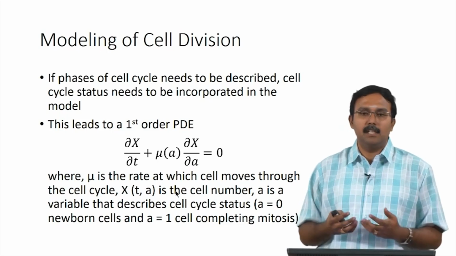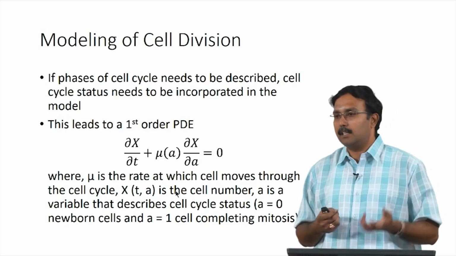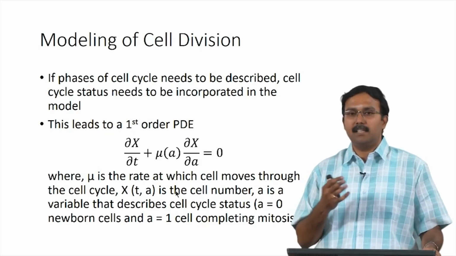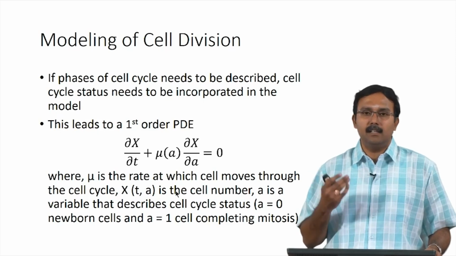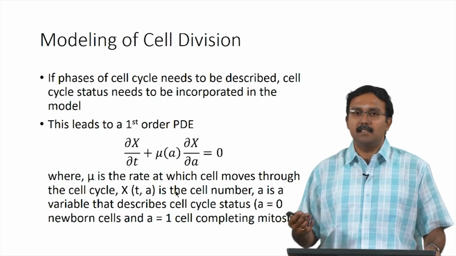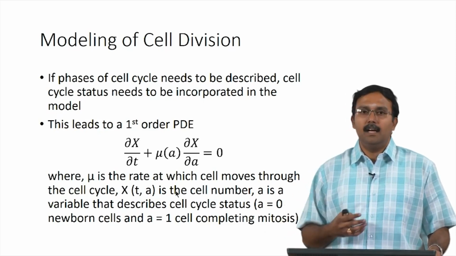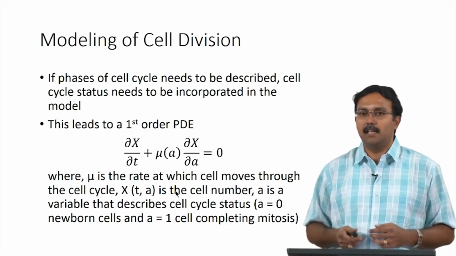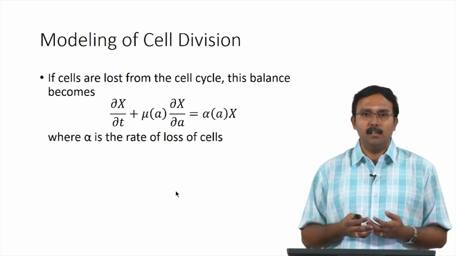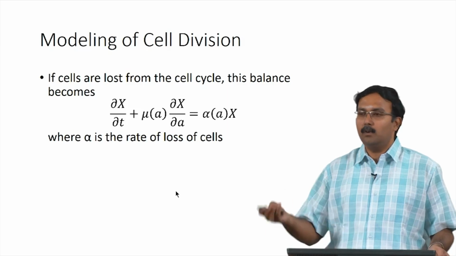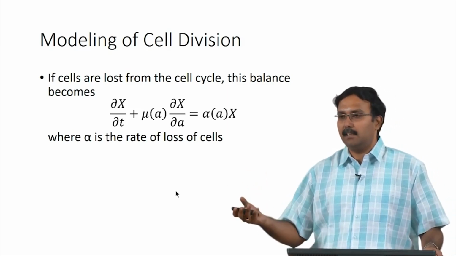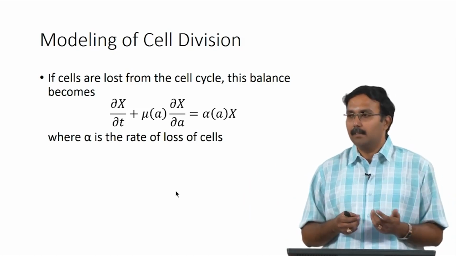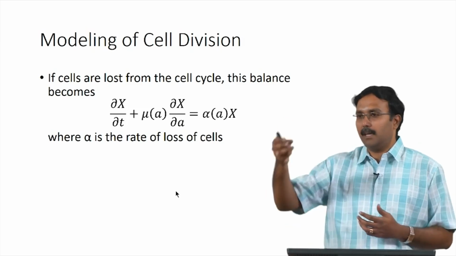Then you end up with a partial differential equation which would take the cell density changing with respect to time and cell density also varying with respect to the cell cycle status. So A is the cell cycle status. If you have x as a function of t and A, then A is the variable which describes the cell cycle status, where A equals 0 would be a newborn cell and A equals 1 would be the cell which is right about completing mitosis. It can range anywhere in between depending on which phase the cell is in. Cells can also be lost from the cell cycle. If you are going to have that, then you have to account for the balance, taking into account alpha of A into x, where alpha of A would be the rate of loss of cells in that particular state. Okay. This is not exactly cell death, this is more of weeding of cells from that particular state.